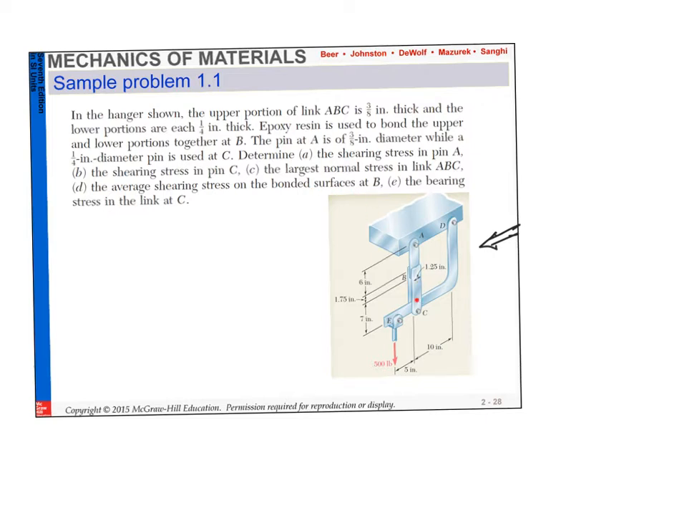So how I am connecting AB to BC is through some type of glue. I'm bonding these two plates to that one plate using some type of glue. So I want to know what the shearing stress is at the interface between them. And then last, number E is the bearing stress in the link at C. The bearing stress at this place. Okay? So now the first thing we need to look at here is my free body diagram.